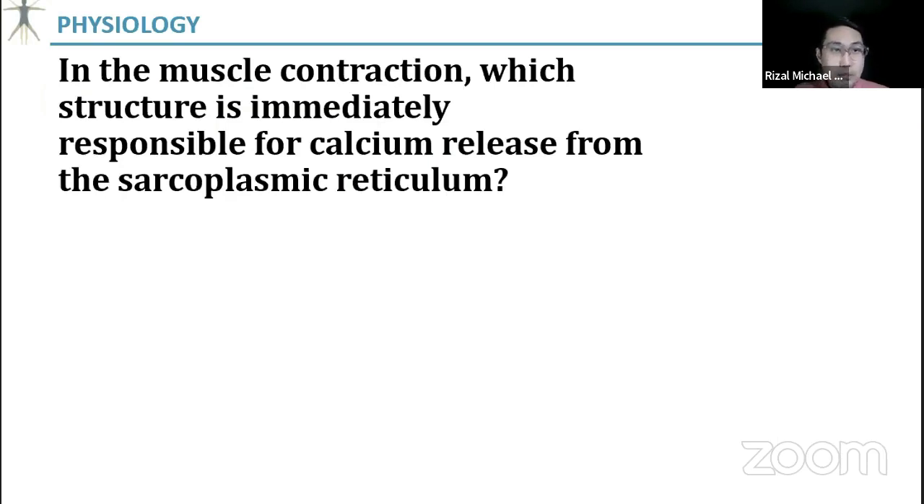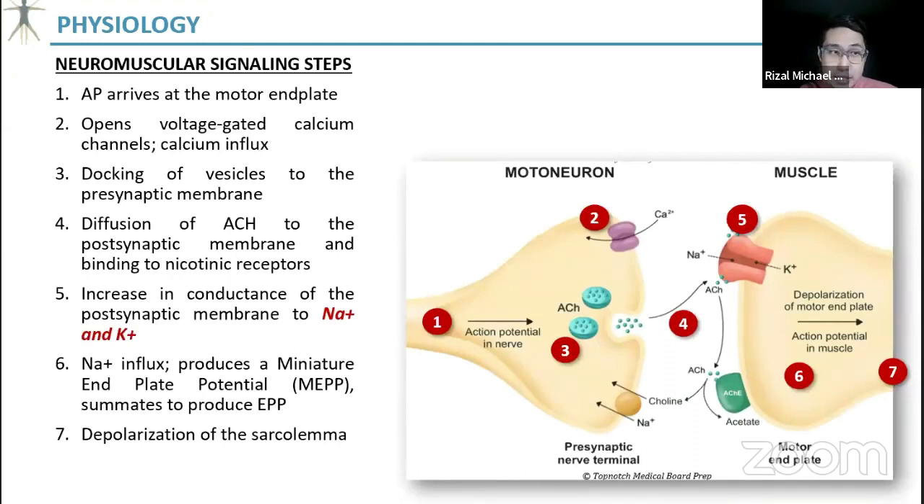Okay, so for this one, in the muscle contraction, which structure is immediately responsible for release from the sarcoplasmic reticulum? Responsible for calcium release pala from the sarcoplasmic reticulum. So this is your RYR channel, right? So before we proceed there, let's recall your neuromuscular signaling steps. So if you can see, guys, I'm not going to every detail na inyong handout because this is just our review. So in summary, hopefully I'm focusing on the usually must knows and high yield for the boards, no? And then everything else na hindi ko ma-cover, I hope you can go through them pa din, okay?